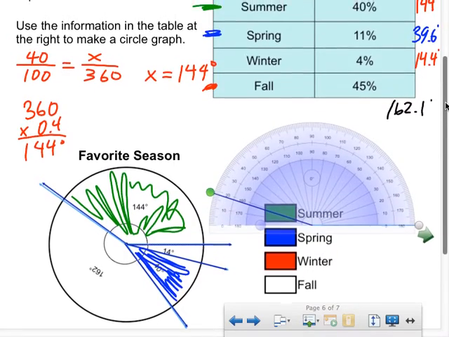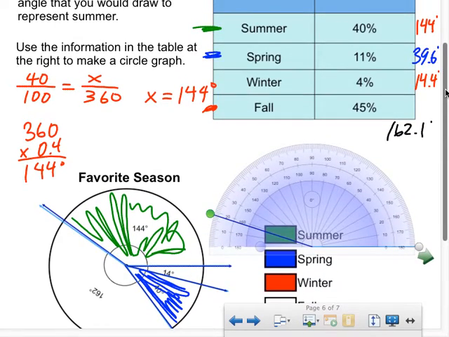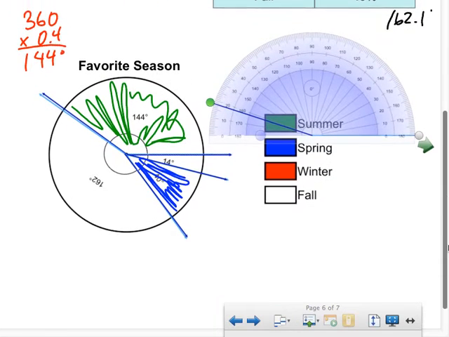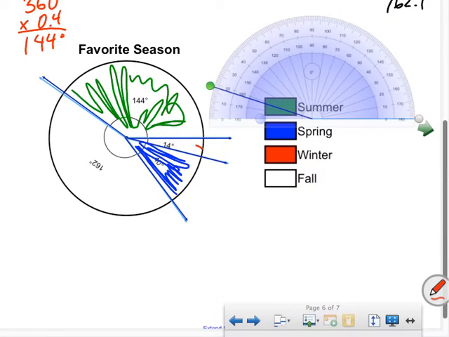Fall was supposed to be white. Oh, I mixed it up. Winter should have been red. Yeah. Okay, I'll make fall. Oops. Winter is red, fall is white. So here we go. That little wedge right there.